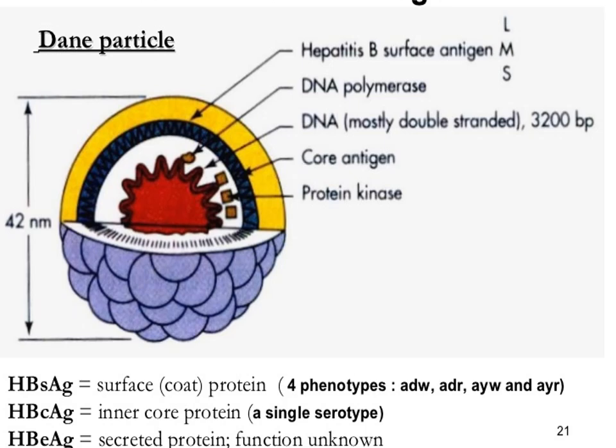Then HBc antigen is an inner core protein with a single serotype, while HBe antigen is a secreted protein whose function is unknown, but its presence in the blood is indicative of the infectivity of the infection. So high transmissibility is indicated by the presence of this antigen in the blood.